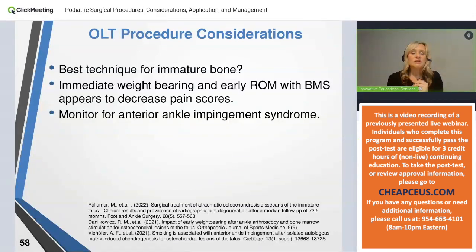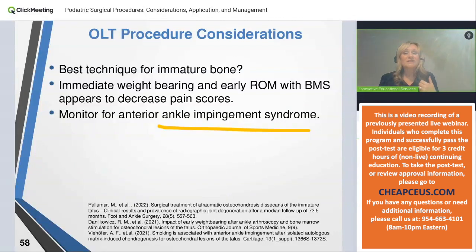Another consideration is we need to look at ankle impingement syndrome potentially developing for these patients. So we're going to monitor all of our patients who have the Oates procedure or bone stimulation, anything done for the osteochondral lesion of the talus, monitor them that they're not getting osteophytes or inflammation in the capsule or fat pad hypertrophy that's encroaching and creating an anterior impingement also. We want to avoid that.